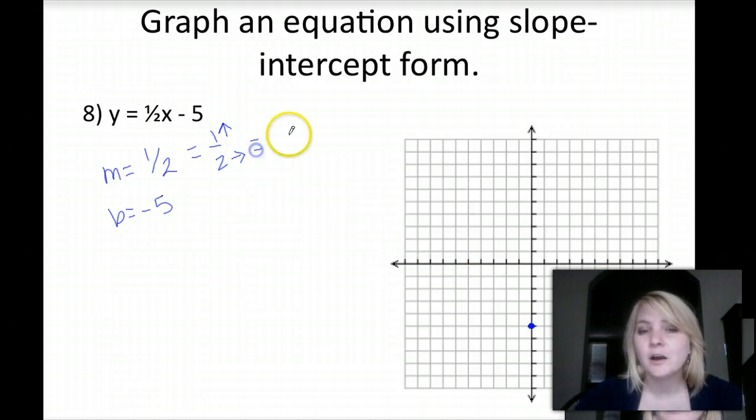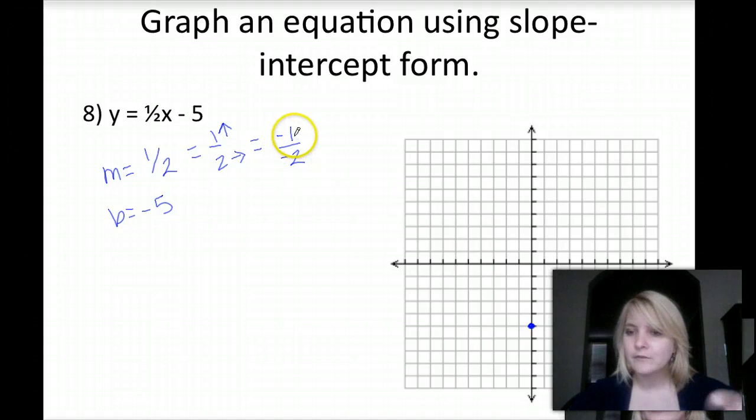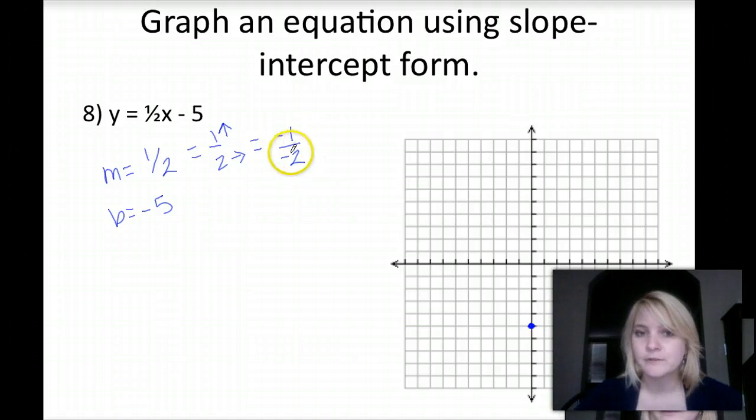Now in this case, we can also think of the slope as negative 1 over negative 2, because negative 1 over negative 2 simplified or reduced is positive 1/2. So we can also move down 1 unit and then to the left 2 units. So we can go down 1 unit, left 1, 2, down 1 unit, left 1, 2.